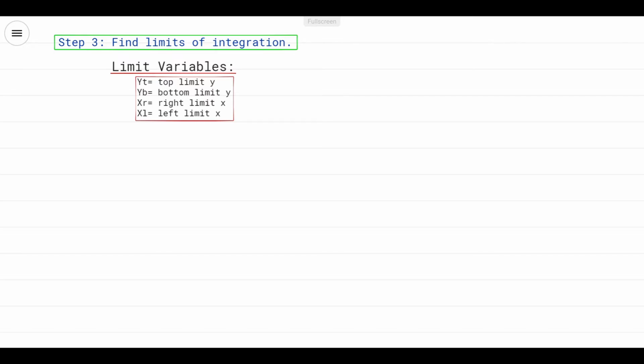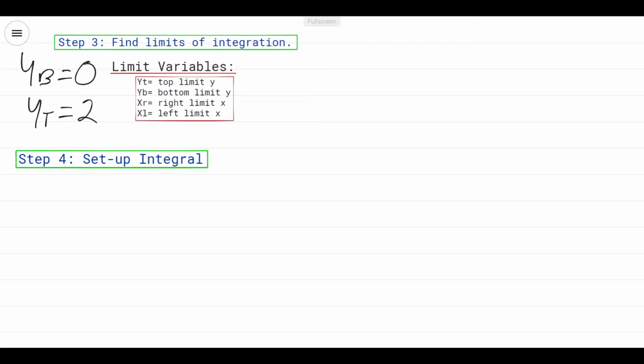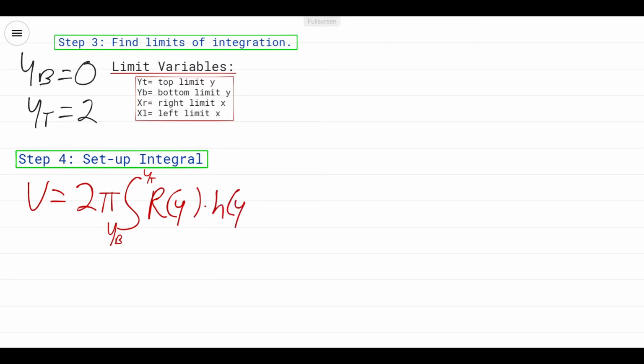So now, the limits that were given to us were that the bottom y was equal to 0 and the top y was equal to 2. Those are the bounds of integration. Now we're going to set up the integral. The integral formula is the volume equals 2 pi, integral from y bottom to y top, of r of y, h of y, dy.